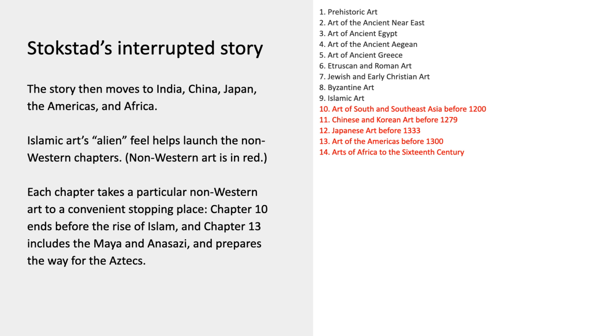Notice also that these chapters, 4 of the 5 of them anyway, end in the 13th and 14th century. She tries to find a kind of natural stopping place for these in the 13th or 14th century because she wants to take up and finish the narrative later in her book. So, for example, chapter 10 on Art of South and Southeast Asia ends before the rise of Islam, before the wide dissemination of Islam. Chapter 13, Art of the Americas, before 1300, includes the Maya and prepares the way for the Aztecs that are in the chapter that follows later in Stockstad's book.